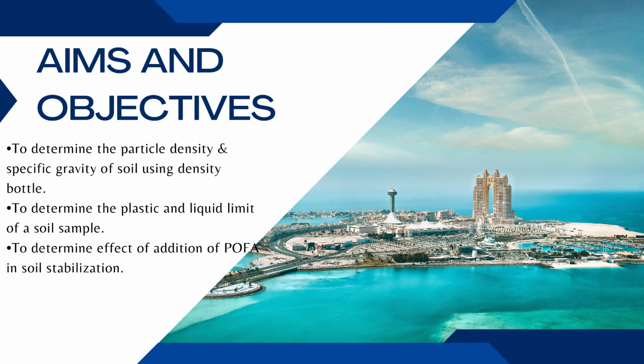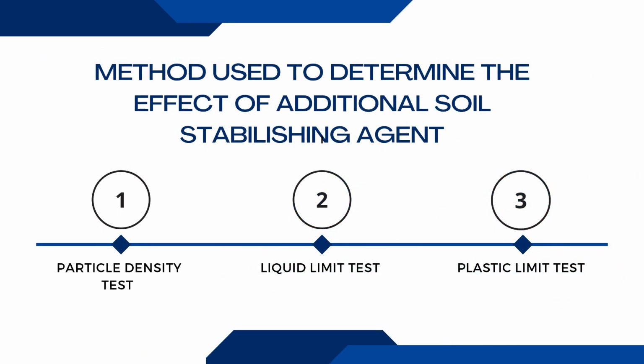The aims and objective of this project is to determine the particle density and specific gravity of soil using density bottle, to determine the plastic and liquid limit of soil sample, and finally to determine the effect of addition of POFA in soil stabilization. The methods used to determine the effect of additional soil stabilizing agents are particle density test, liquid limit test, and plastic limit test.